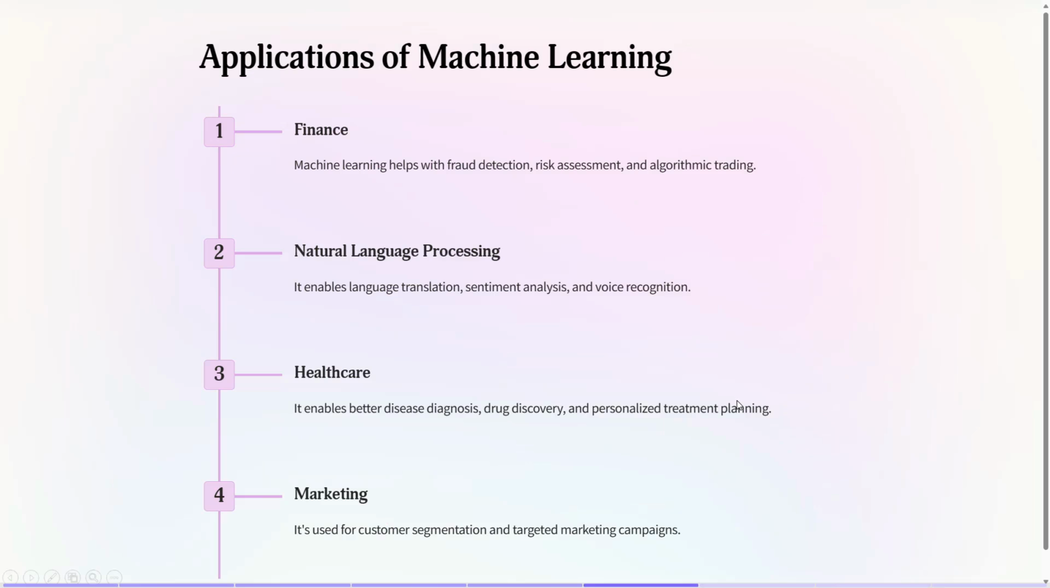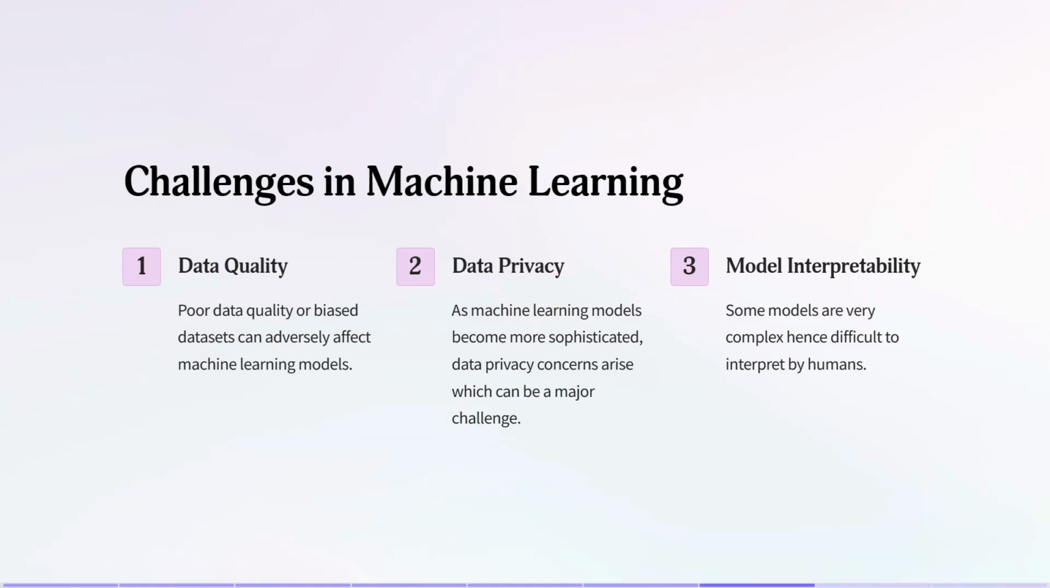So what are the basic applications of machine learning? Machine learning helps in finance, natural language processing, healthcare, the bioinformatics field, the biotechnology field, and also in marketing as well. So what are the challenges that are faced right now? First of all, resources: it needs a lot of resources. Data quality: poor data quality or a biased data set cannot make efficient predictions. Data privacy: data are more sophisticated. Model interpretability: some models are complex and need to be interpreted by humans.